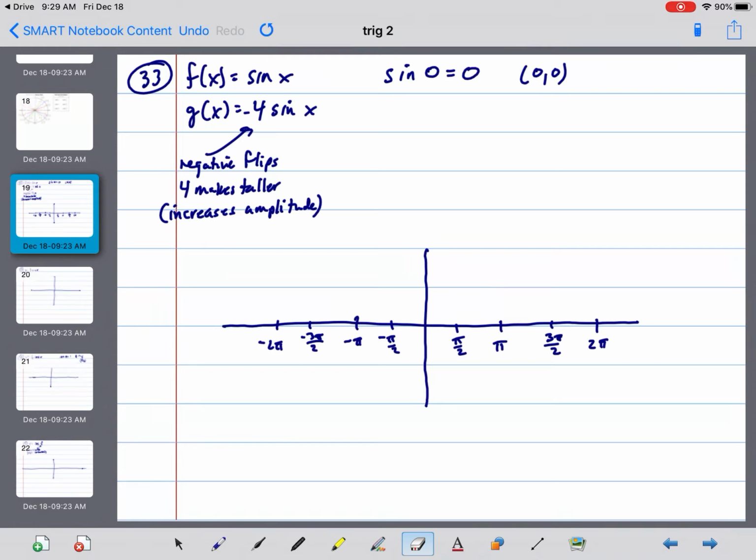Hey Ian, do some trig graphing here. This is the page 300 assignment that you let me know you had. So we're graphing some sine functions and cosine functions. So the basic sine function starts at 0, 0.